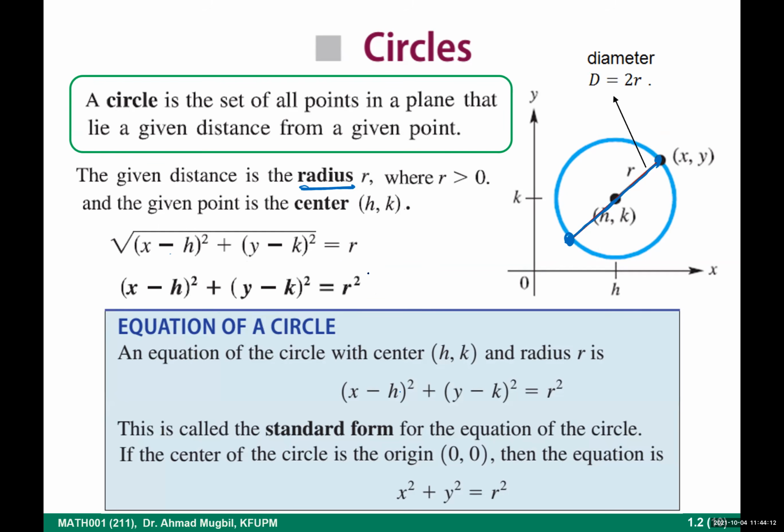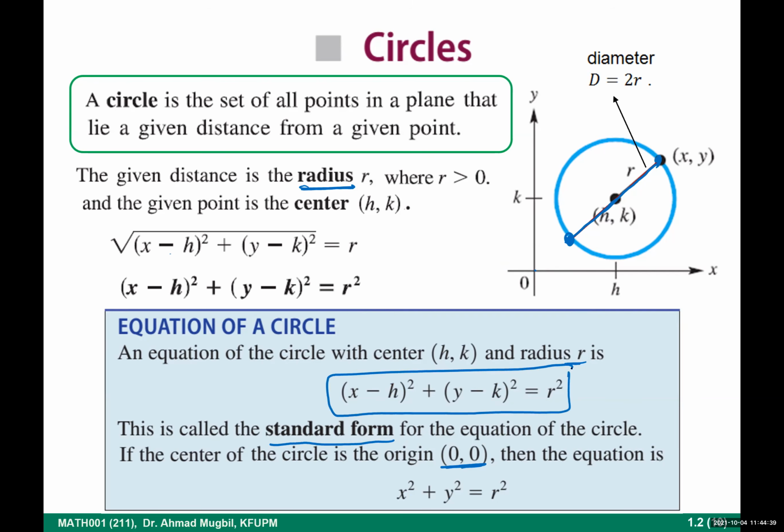So, in general, an equation of a circle with center H and K and radius R is this. And the special case, when the center is 0 and 0, it will be x squared plus y squared equals r squared. This is when the center is here at the origin. This form is called the standard form, because we have another form that is called the general form.